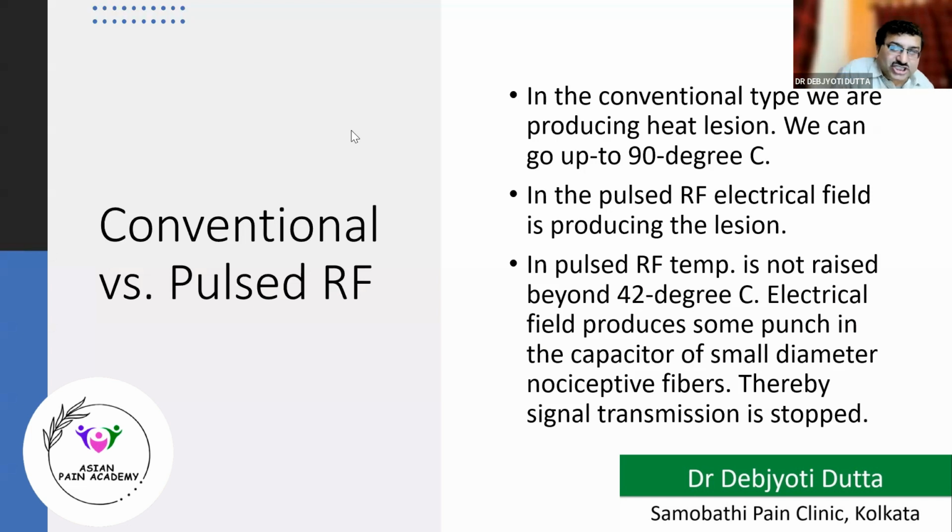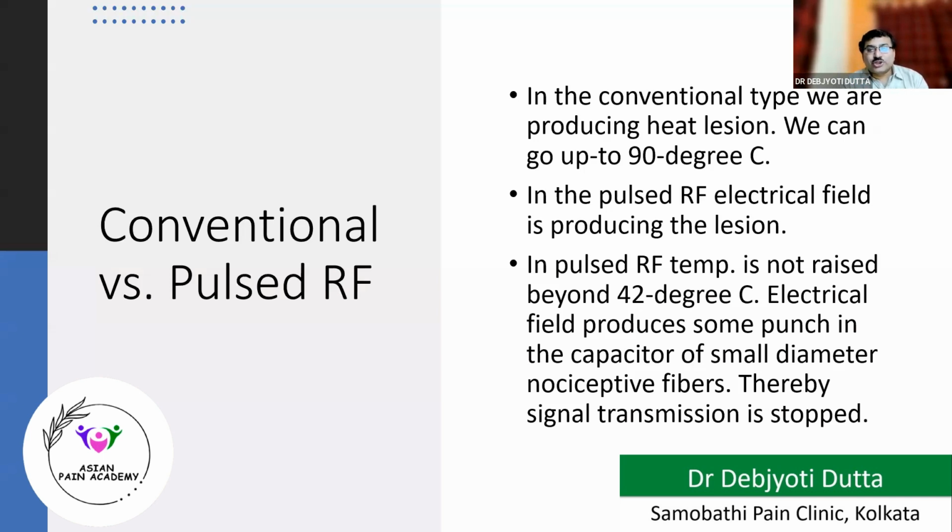What are the ways by which we can increase the lesion size? But before that, let us discuss a little bit about conventional and pulsed radio frequency. In conventional radio frequency, we are producing the heat lesion. We can go up to 90 degrees Celsius. In pulsed radio frequency, it is the electrical field that is producing no lesion but producing neuromodulation. In pulsed radio frequency, the temperature is not allowed to rise beyond 40 degrees Celsius.